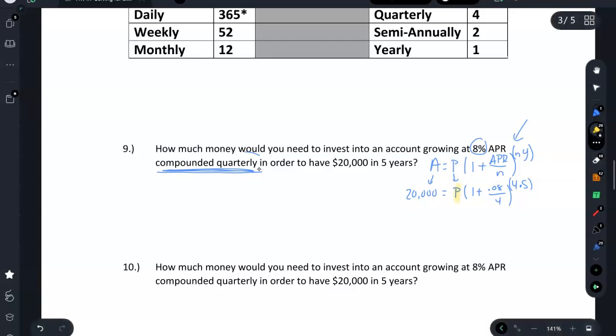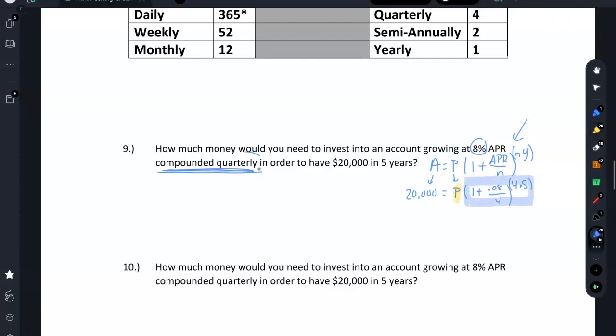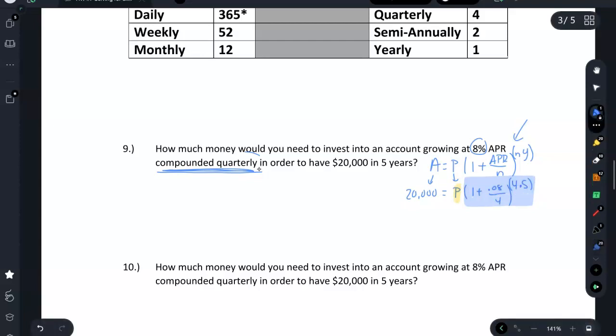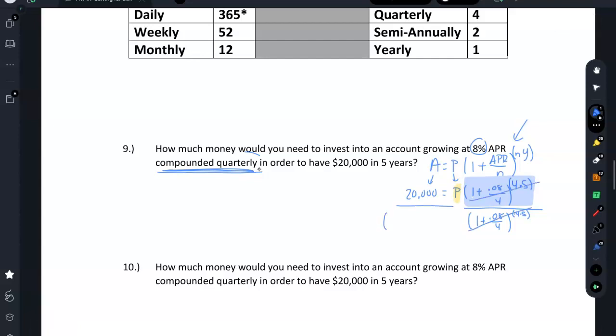Well, P is being multiplied by all of this. All right, P is being multiplied by all of that. So what I'm going to do is simply divide by all of that: 1 plus 0.08 divided by 4, raised to the 4 times 5, sorry, not 4/5. And that's going to cancel on the right-hand side, but on the left-hand side, I have 20,000 divided by 1 plus 0.08 divided by 4, raised to the 5 times 4.